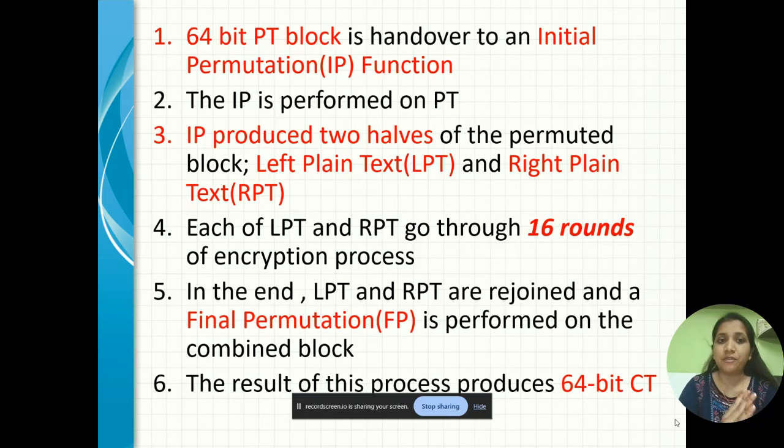Firstly, the 64-bit plain text block is handed over to an initial permutation IP function. The IP is performed on plain text. The IP produces two halves of the permuted block, the left plain text and the right plain text. Each of the left plain text and right plain text goes through 16 rounds of encryption processes. In the end, the left plain text and right plain text are rejoined and the final permutation is performed on the combined block. The result of this process produces a ciphertext of 64-bit.